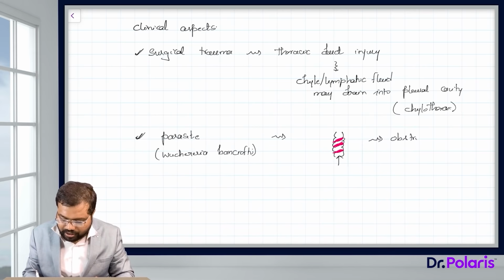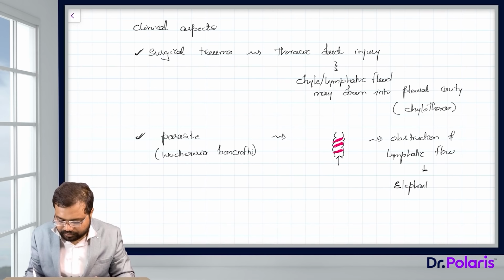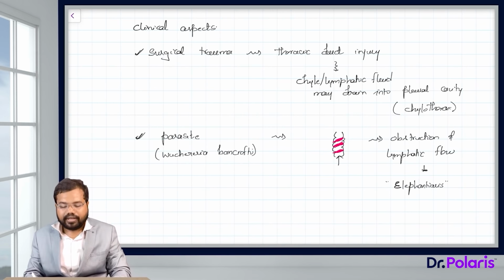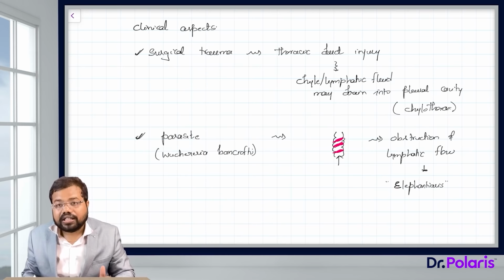Obstruction of lymphatic flow will lead to elephantiasis. Right? So this is what regarding the clinical aspects of the thoracic duct. One is surgical trauma, the other is Wuchereria bancrofti infection.